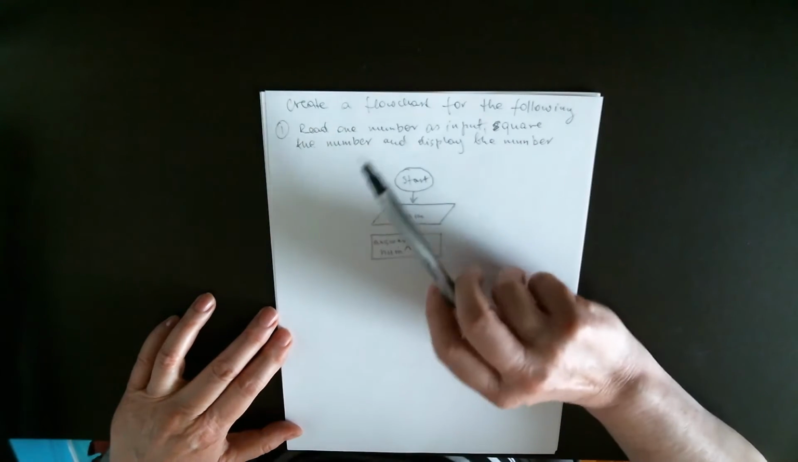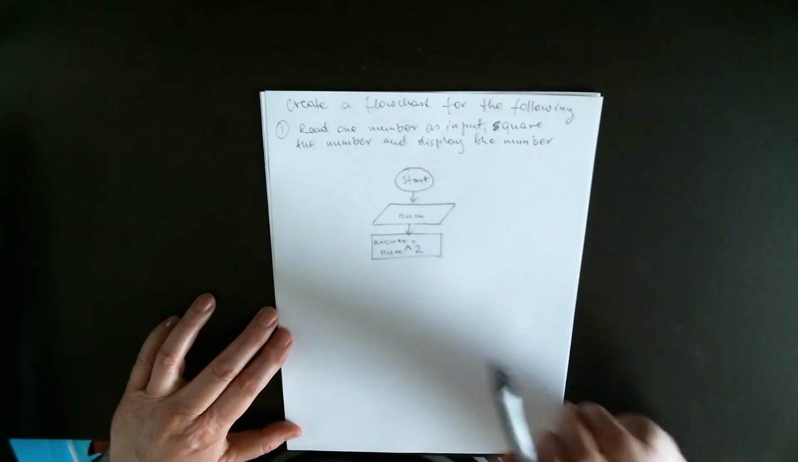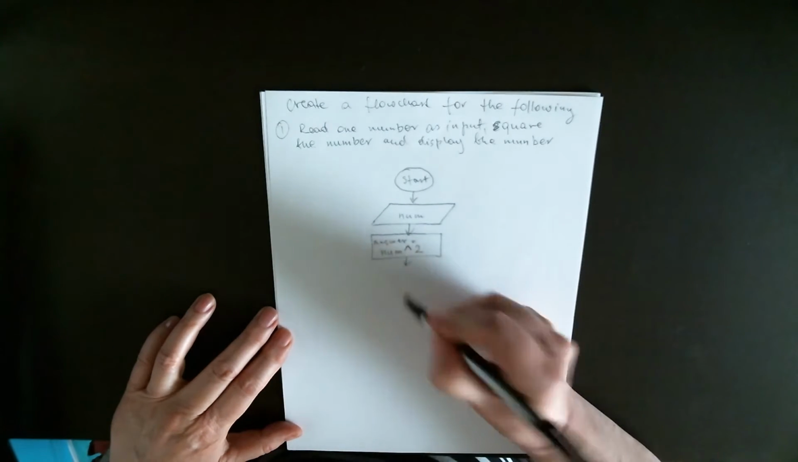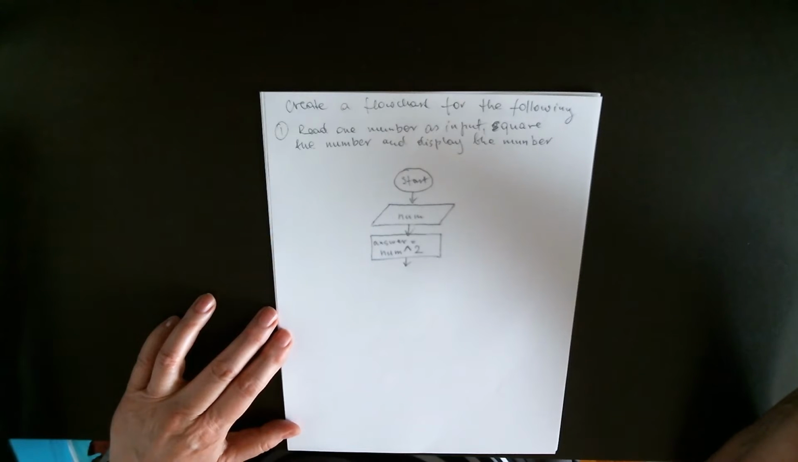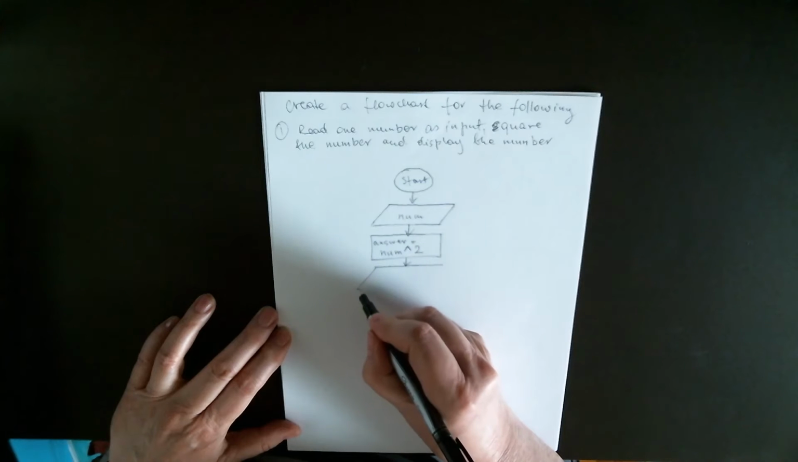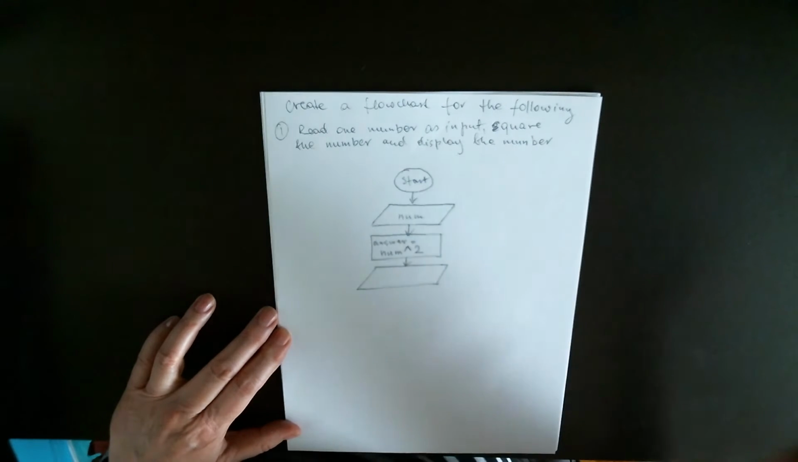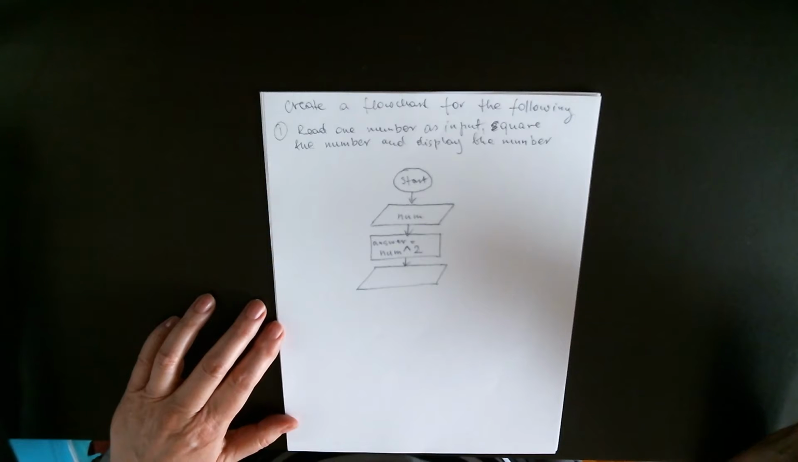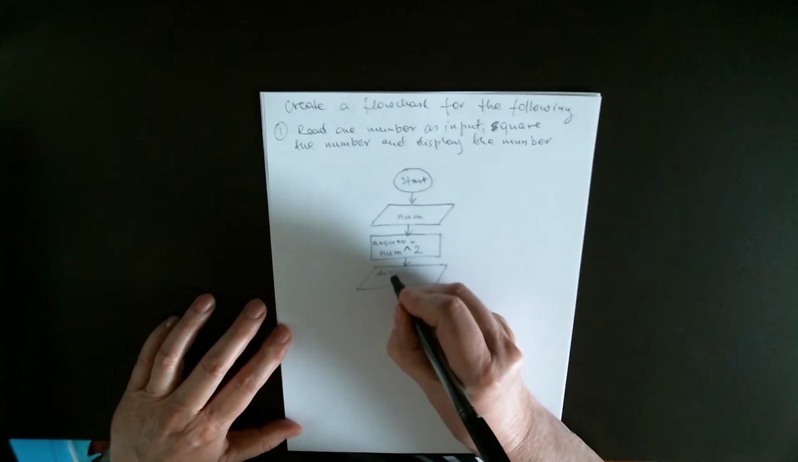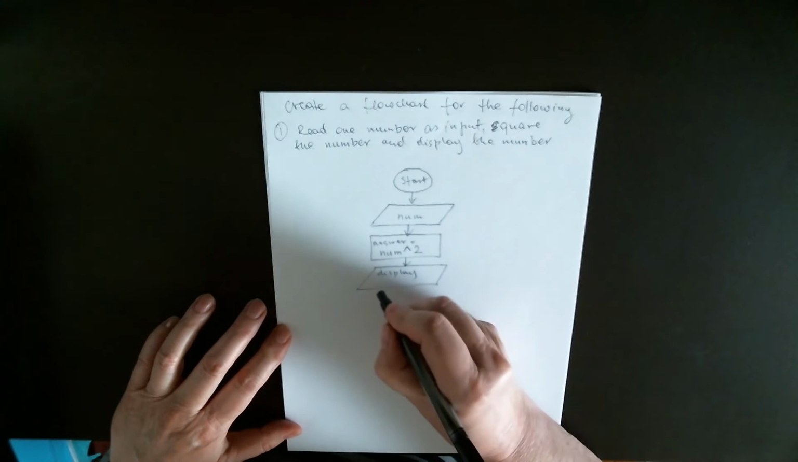Good. So we read one number as input, we squared the number, and now guess what? We need to display the number. How? Oh, let's do it. What's the display shape? The same one as input. Input and output have the same shape. So let's put the parallelogram. Good. And now what are we going to display? Num? No, we're not going to display num. We are going to display answer. So let's write it down. Display answer.